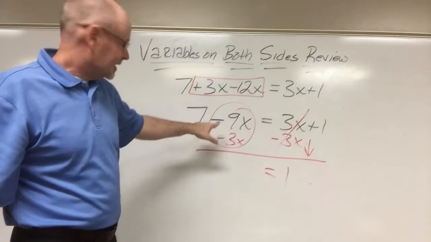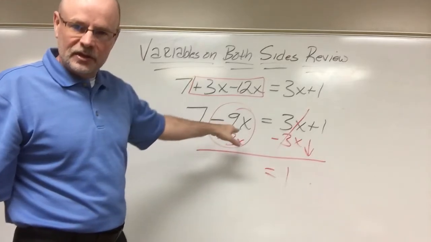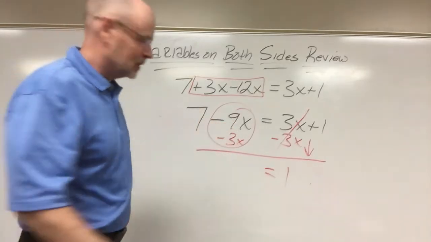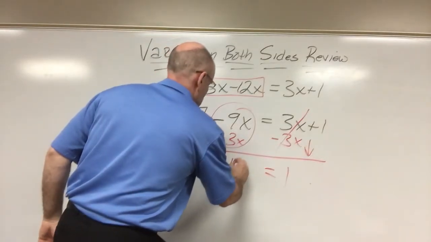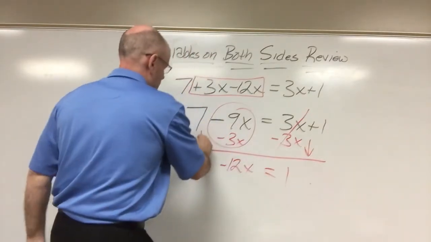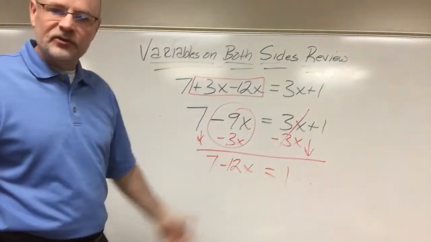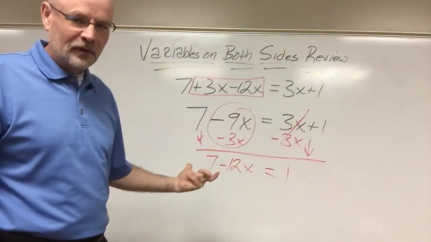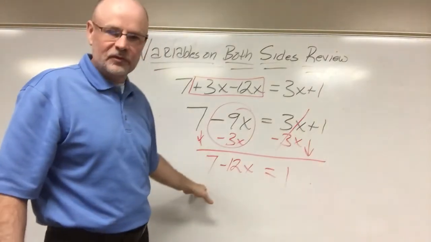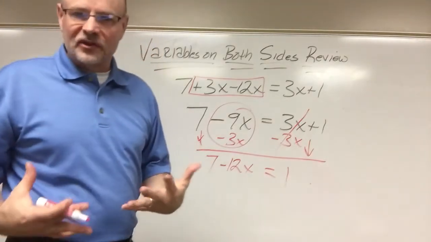Here's my like terms. I got negative 9x minus 3x is a negative 12x. And I'm going to bring down my 7. So now I just have a two-step equation. It's not the order that I'm used to. I'm used to having a variable first and then the constant, but I still do the same steps.